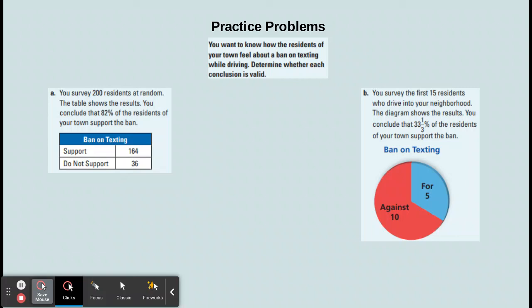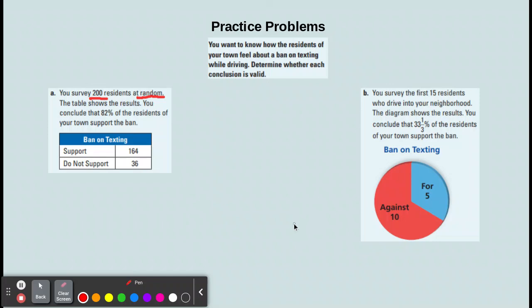So we can conclude then, or we do conclude then, that 82% of the residents of our town support the ban. Okay, they found that by what? 164 divided by 200, right? And that gives us 82%. But our question is, is the sample unbiased? Well, we selected at random, and we did a large number of residents. So our sample is unbiased, and the conclusion is valid.